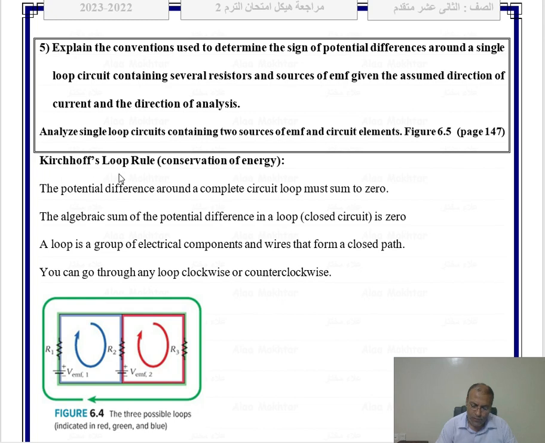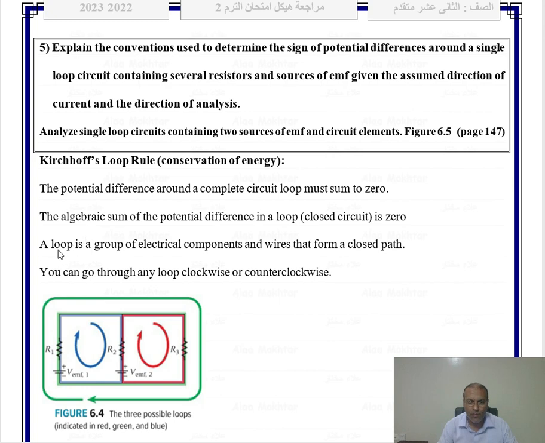This is about Kirchhoff's loop rule, conservation of energy. Kirchhoff's loop rule says that the potential difference around a complete circuit loop must sum to zero. What does it mean? It means all potential electromotive force plus potential drop must equal zero. The algebraic sum of the potential differences in a closed circuit loop equals zero.